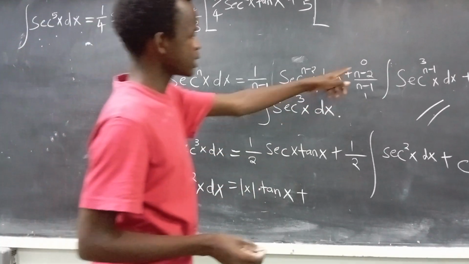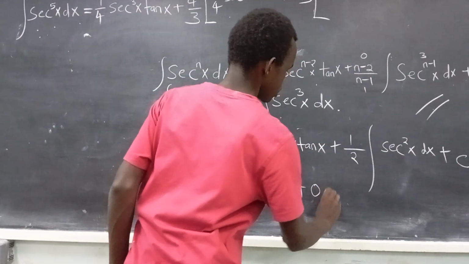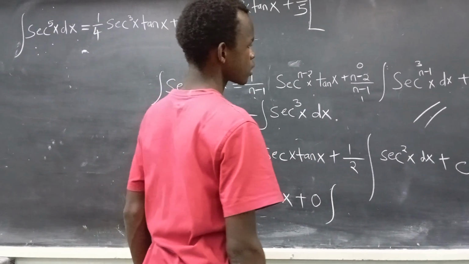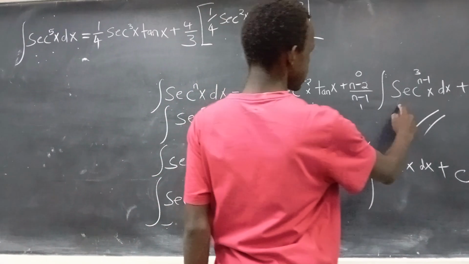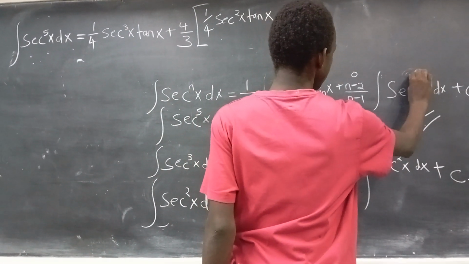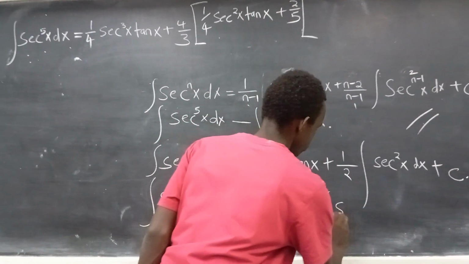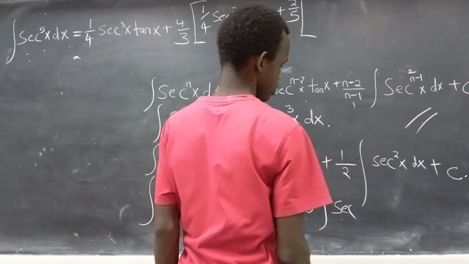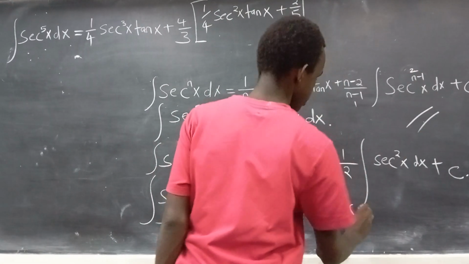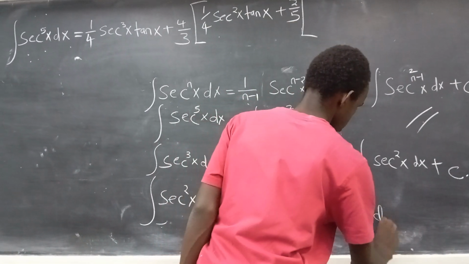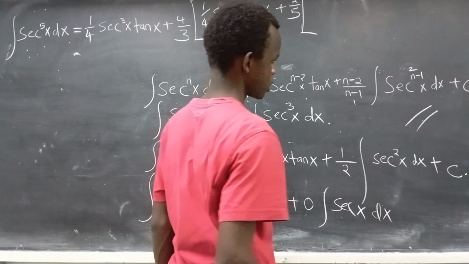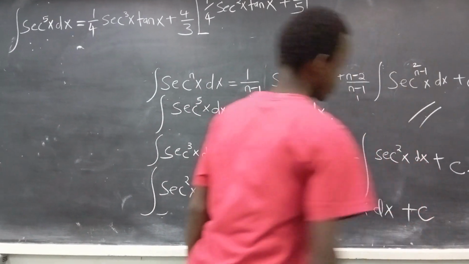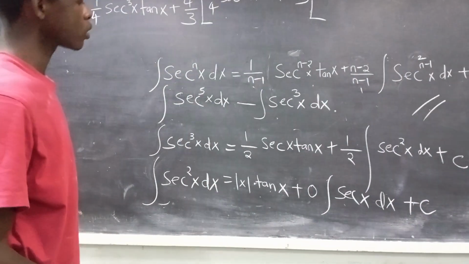So here my answer, I'll get 0. The integral of secant, I'll be replacing 2 here. So it will be the integral of secant. 2 minus 3 is just secant of x dx plus c. So from there, let's continue our answer.